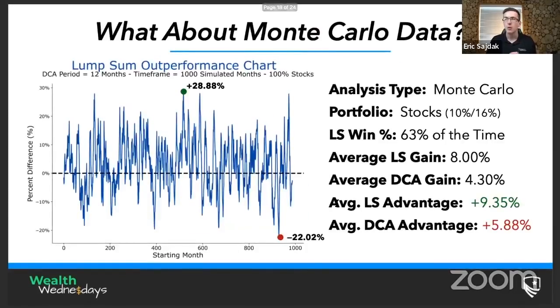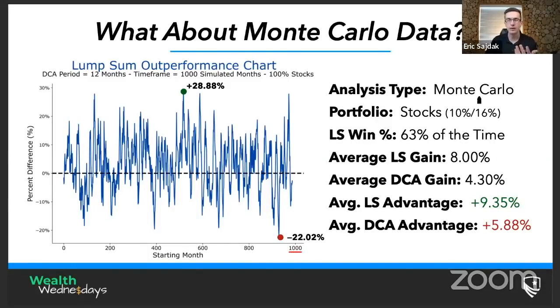And so what about Monte Carlo data? I'm a big fan of not just looking at historical data, but actually running this inside of a simulation. So now when we're running inside of a simulation, we're simulating 1,000 different months here. So we're looking at more data here.